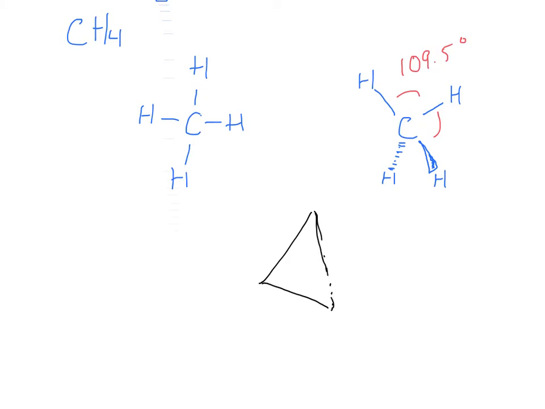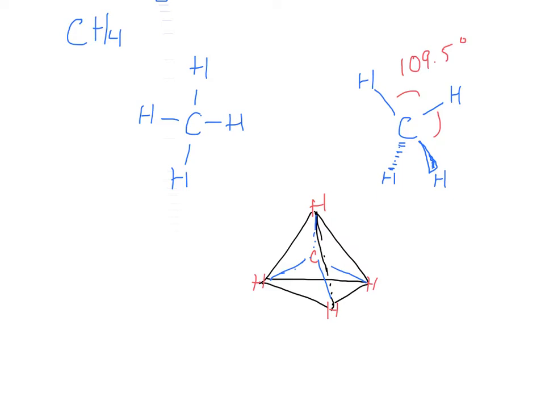If we take a look at this as a tetrahedral shape, a tetrahedral is like a triangle pyramid, like so, with carbon at the center and hydrogens here at the points. It forms bonds to each one of them, like so. And so that's how we get this 109.5, and it's just the angle between the two hydrogens and the carbon.